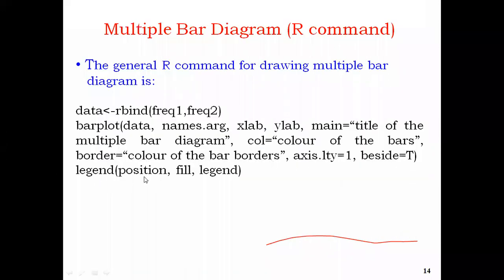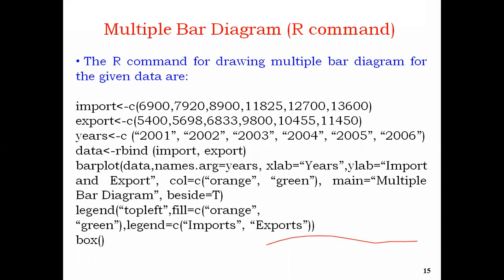Now you see, legend, this is position. Position means what? I'm going to tell you the position. Then fill, and then legend here. Now you see the command based on our example. Okay, so this is the R command for drawing a multiple bar diagram for the given data.